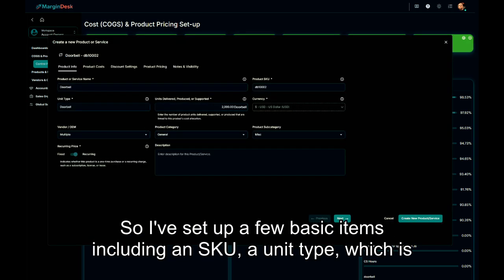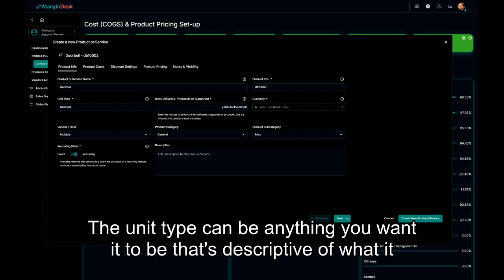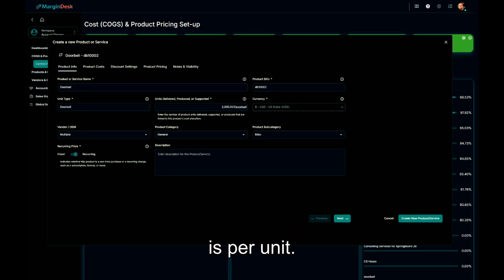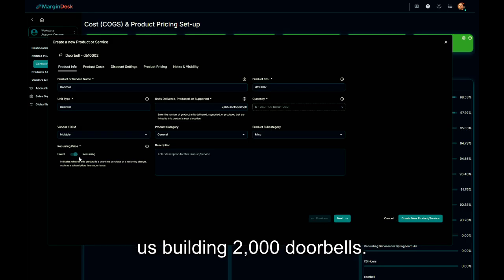So I've set up a few basic items, including an SKU and a unit type, which is a doorbell. The unit type can be anything you want it to be that's descriptive of what it is per unit. In this case, we're going to buy and resell 2,000 doorbells, or this could be us building 2,000 doorbells. We'll keep it simple for now.